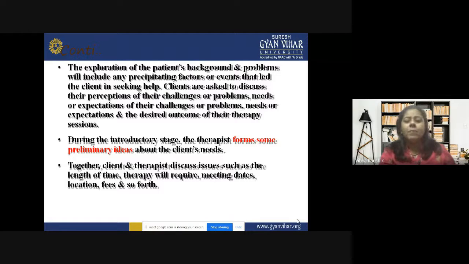During the introductory stage, the therapist forms a preliminary idea about the client's needs. At this stage, the therapist wants to know the particular needs of the client. Together, the client and therapist discuss issues such as how long therapy will take, how much time will be required to complete the therapy, meeting dates, location, what fees will be charged by the therapist, and so forth.